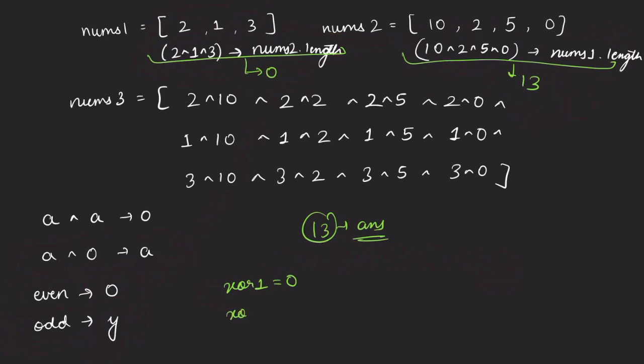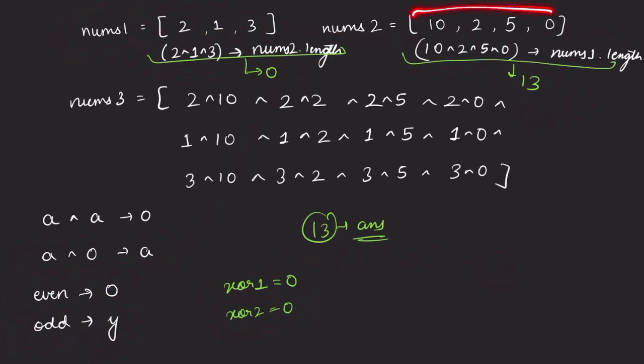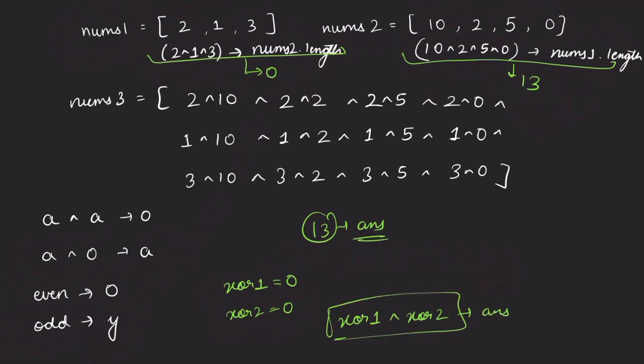Then you can take another variable XOR 2 equal to 0, right? And then you can check the length of nums1. If it is even, then we will keep it as 0 only. But if it is odd, then we will find the XOR of all the elements in nums2 and update it in XOR 2, right? And at the end, we can simply return XOR 1 XOR XOR 2. This is our answer. So this is what we need to do.